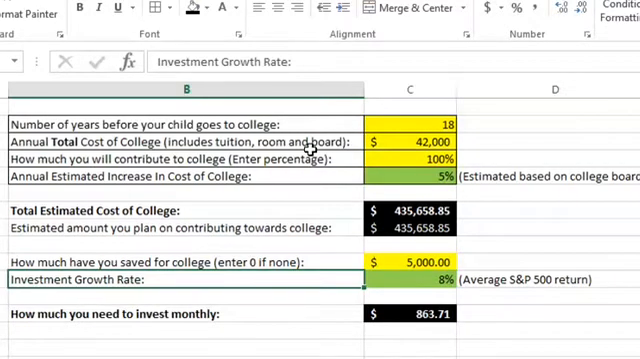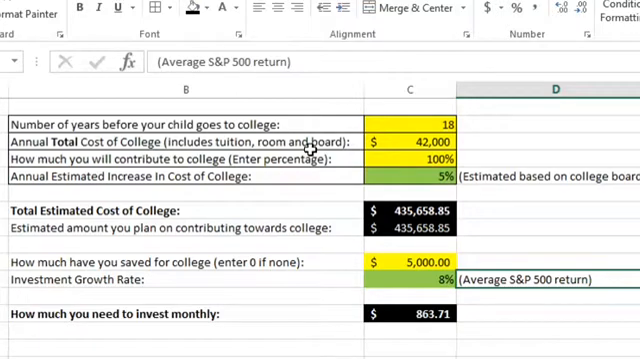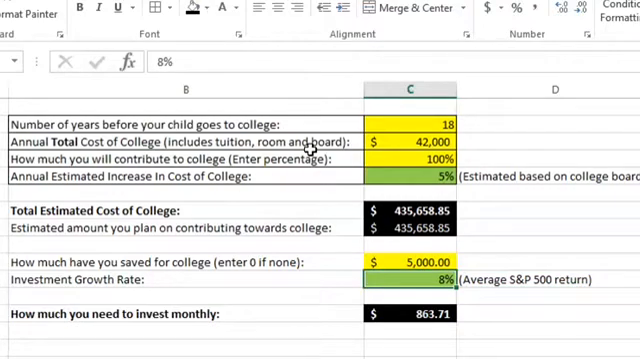The other thing that I've included here is your investment growth rate, right? So this is based on an S&P 500 average return of about 8% over the last several decades on an average basis. So that's what I've said, it's about 8%. Now, I know some people may be a bit more conservative. They may say, hey, maybe I should just think about 5% or 4%. You can definitely change these numbers if you would like, right? But I've included that 8%.